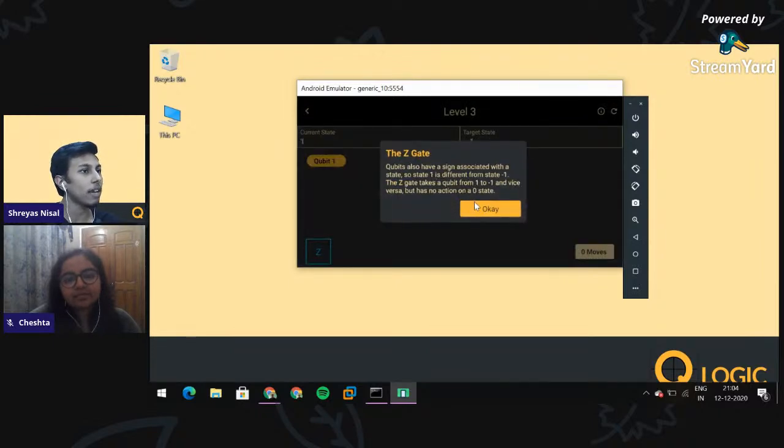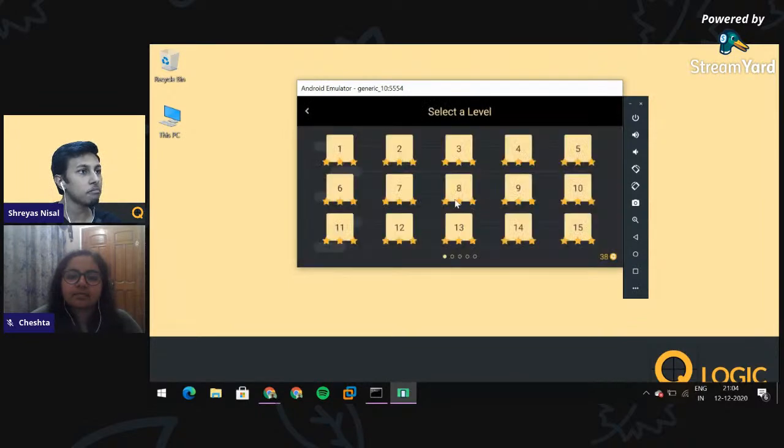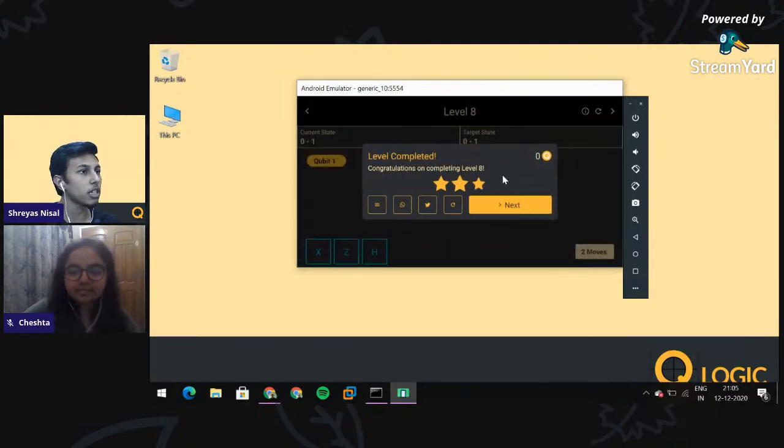And then when I head to level 3, I get some instruction on the Z gate as well. So this is how we've given some tips for all of the gates. Now let's take a look at the level that we've been looking at for a while. We have this level right here, converting a 0 to a 0 - 1. So there are 2 solutions. One is to apply the X gate followed by the H gate, and the other is the H gate followed by the phase flip. So let's just look at this first. And you can see that it gives me 3 stars.